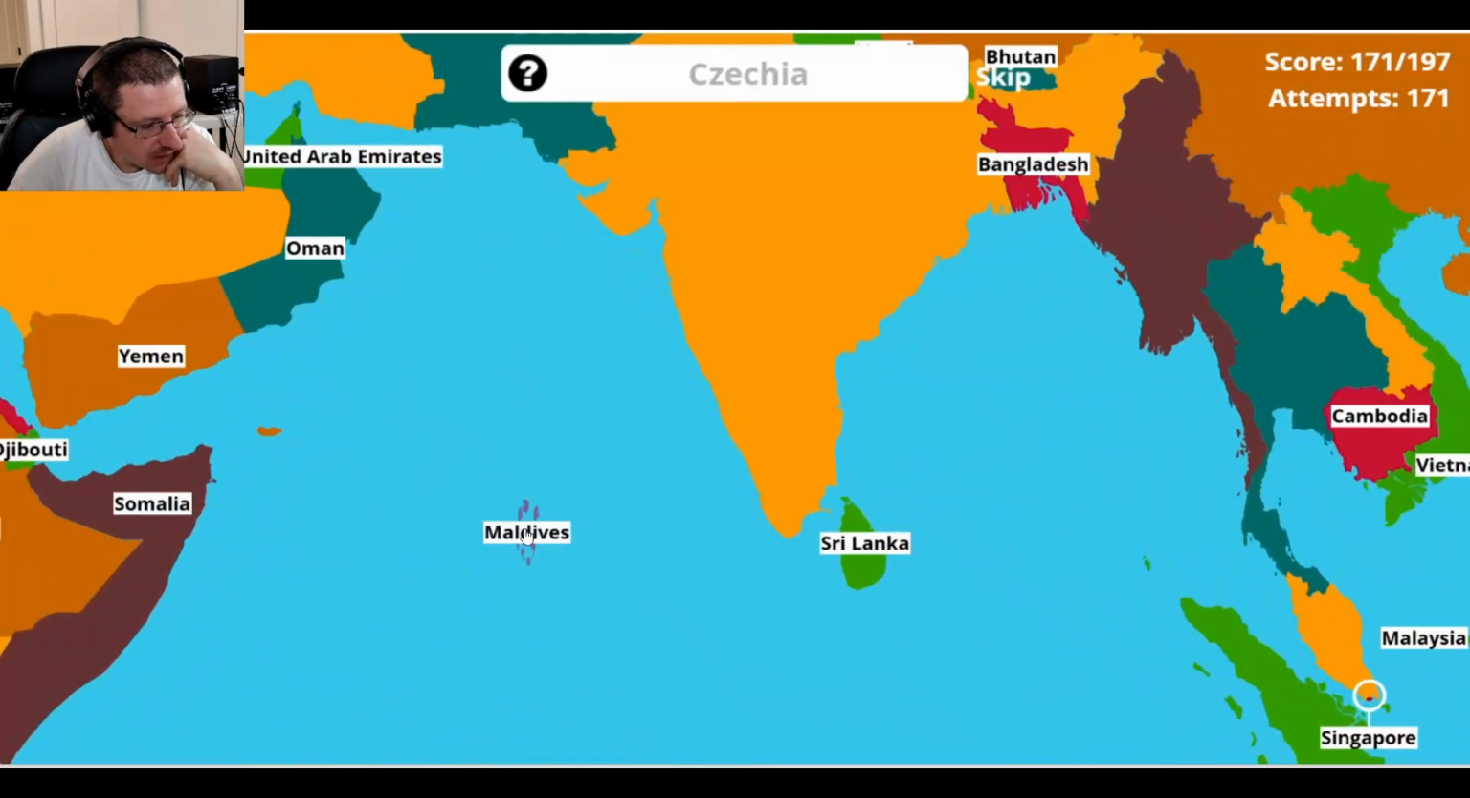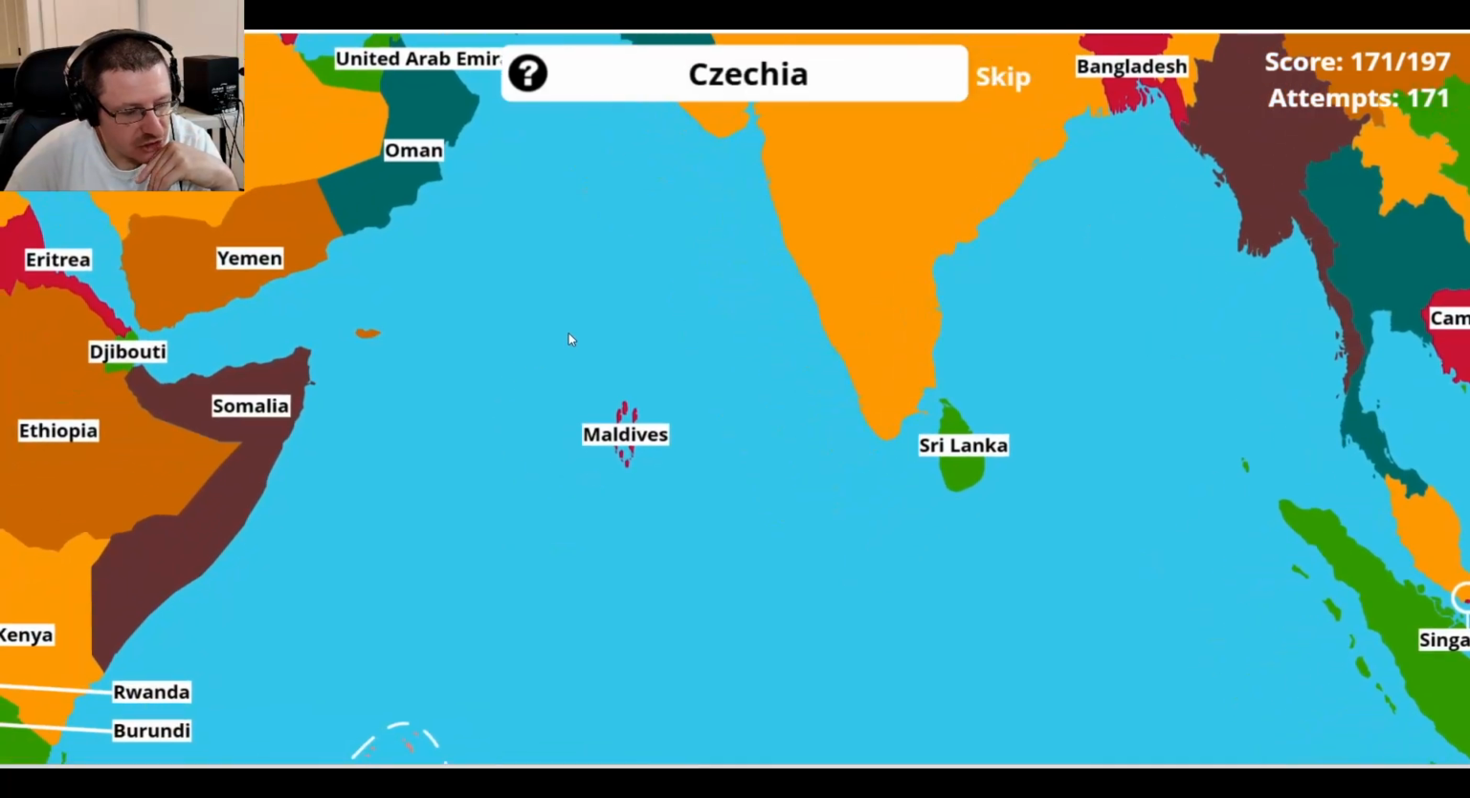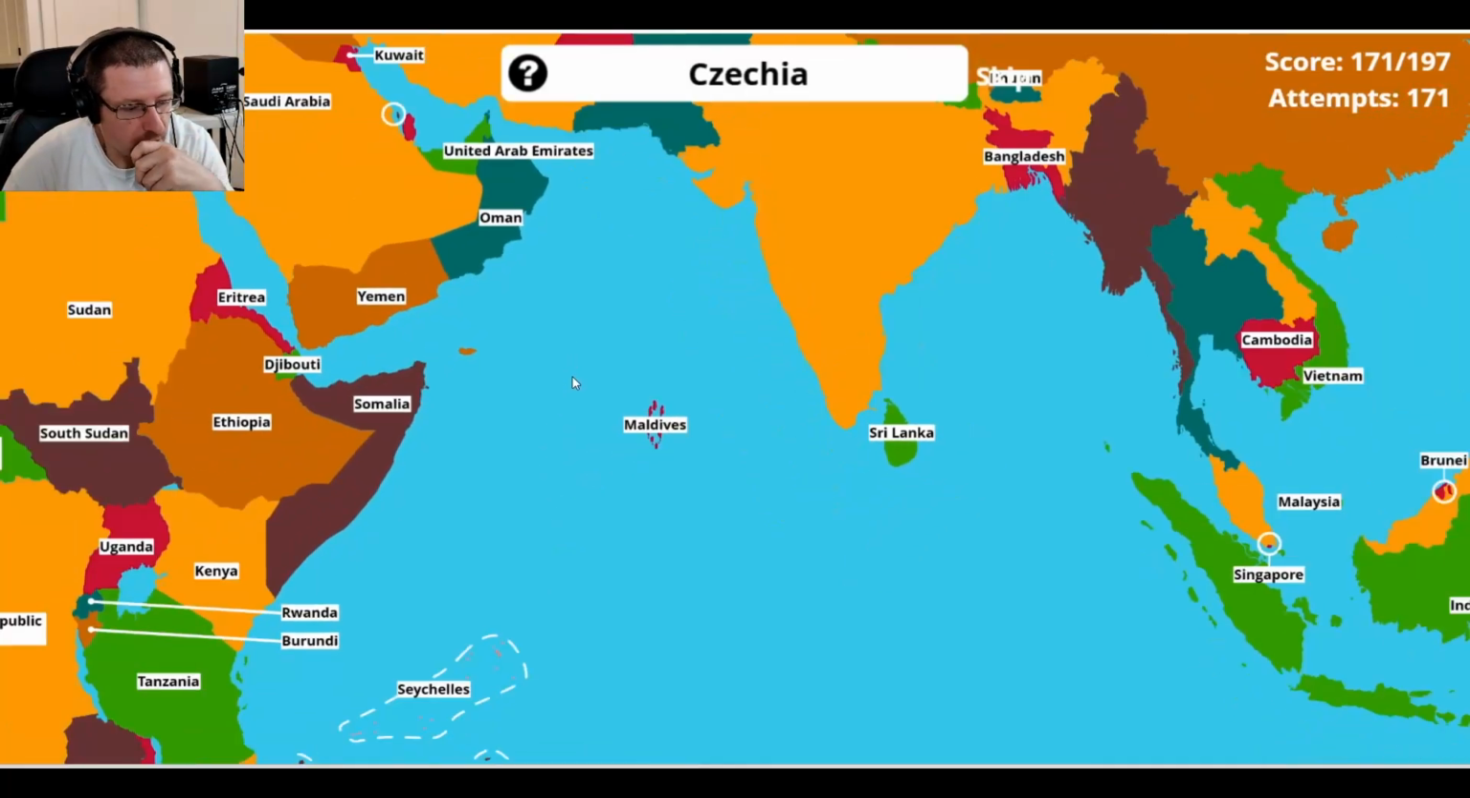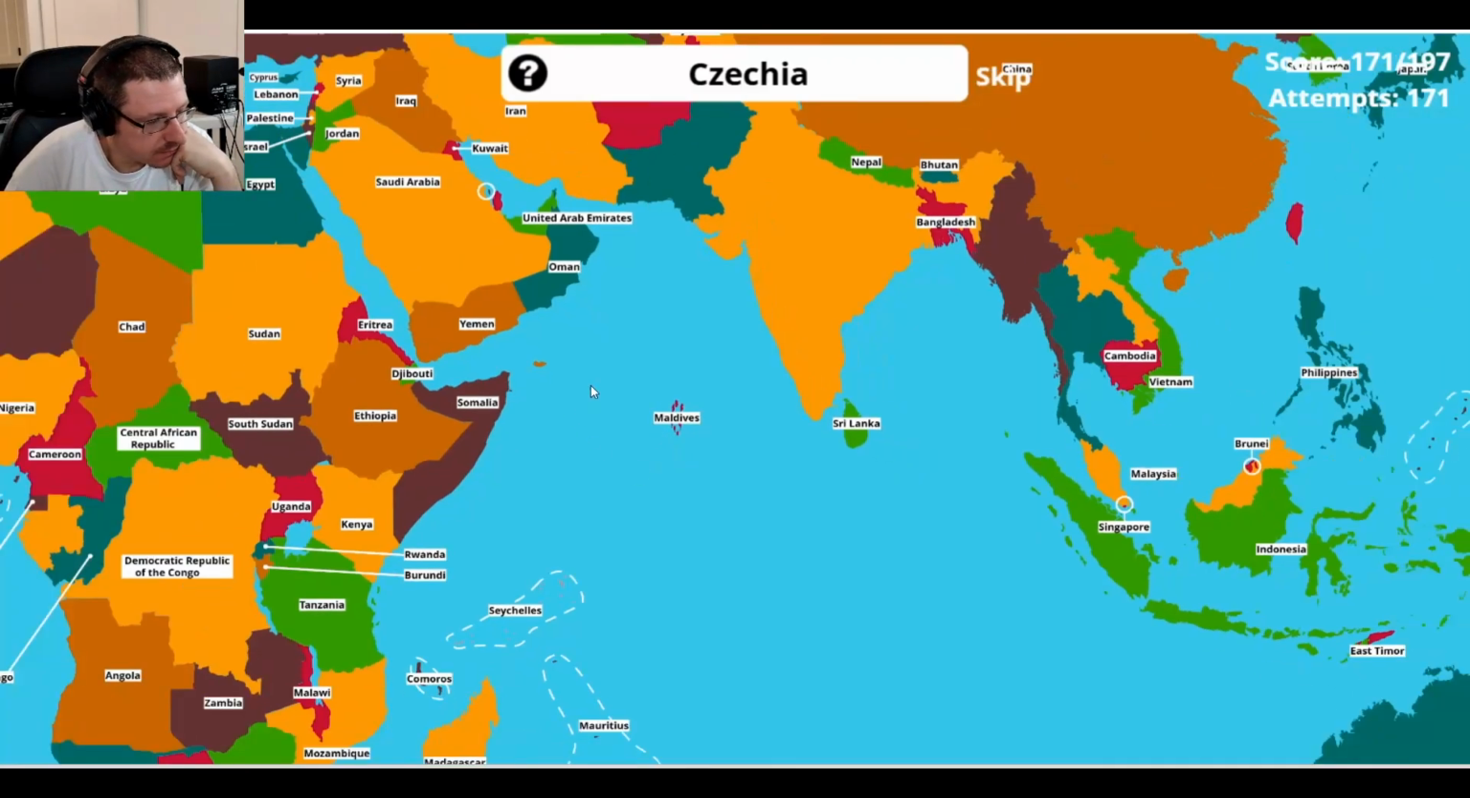Marshall Islands, Maldives. Maldives is right here. It's the flattest country in the world. And also, they believe that Maldives is eventually going to disappear because of rising sea levels. Maldives.